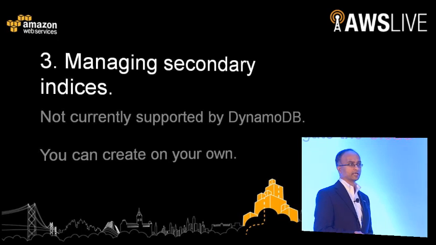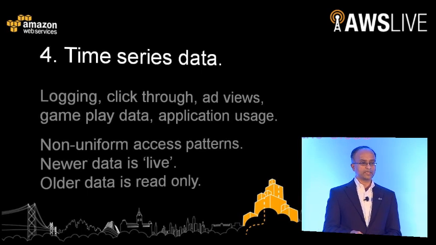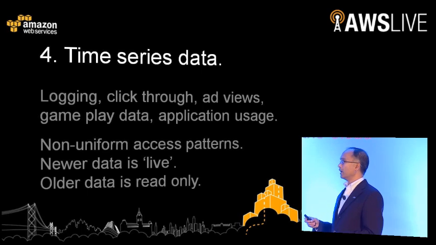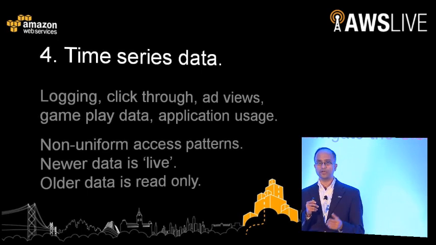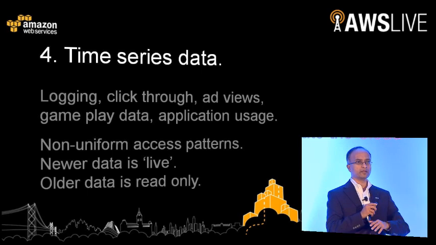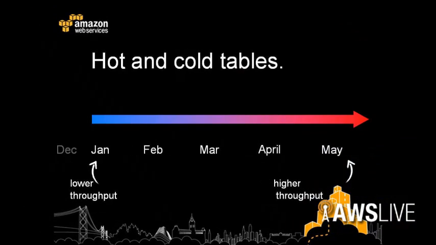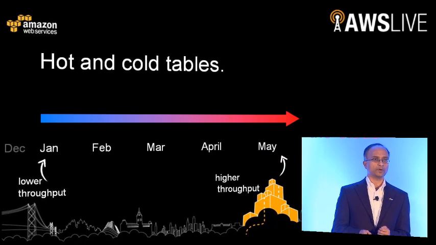Currently we don't support secondary indices, but you can create on your own. Time series data, people have often asked us about how do I handle time series data? There is new data that's very hot that we frequently access. There is old data that we don't as frequently access. Here's one way to think about it. You can use the most current one with a high throughput, and then the least recently used or least frequently used with lower throughput. You can manage your spend and your application characteristics based on quite simply managing your throughput.